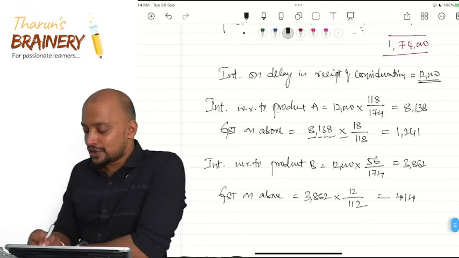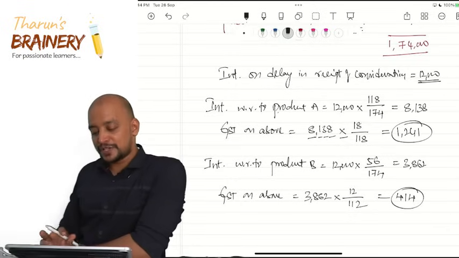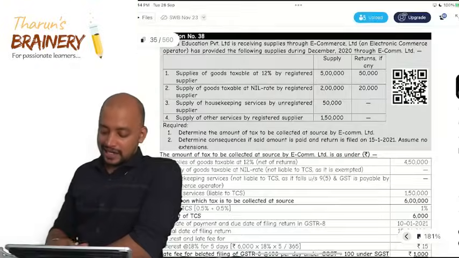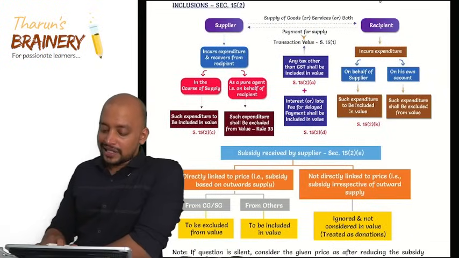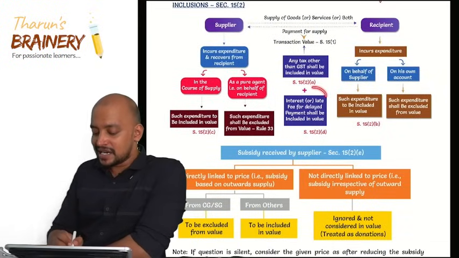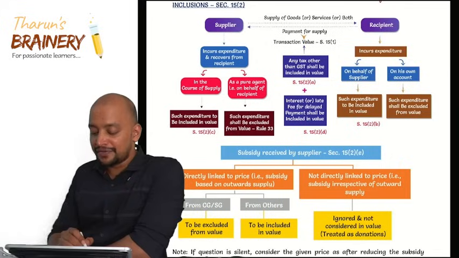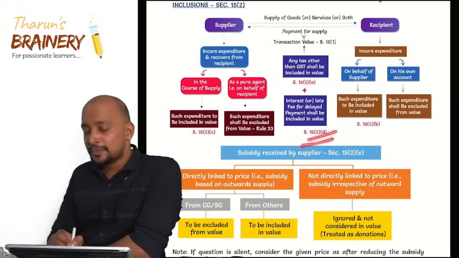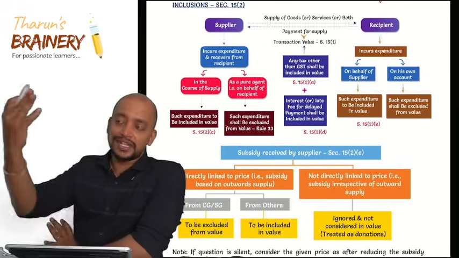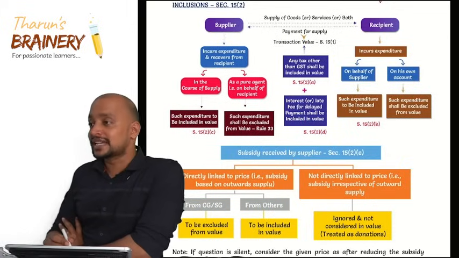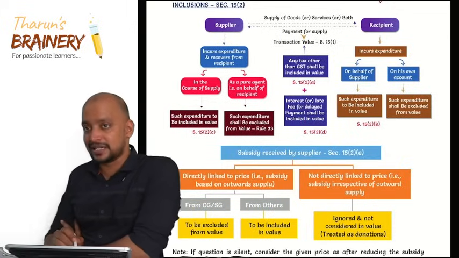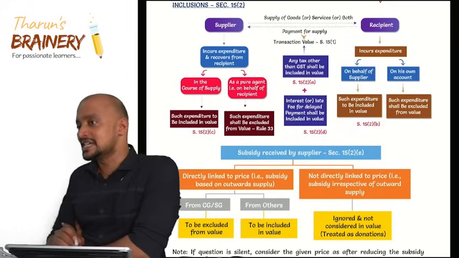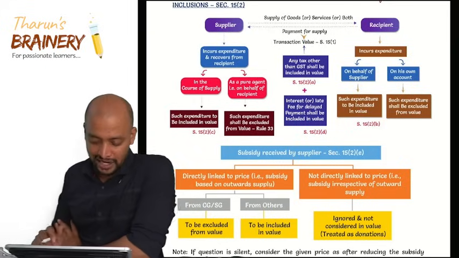So this is how we need to compute the GST with respect to product A and product B. Interest and late fee for delay in receipt of consideration should be included in value. It will be taxable at the rate applicable to the principal supply, meaning whatever is the invoice rate, on a receipt basis, and usually inclusive of GST if GST is not shown separately in the invoice.